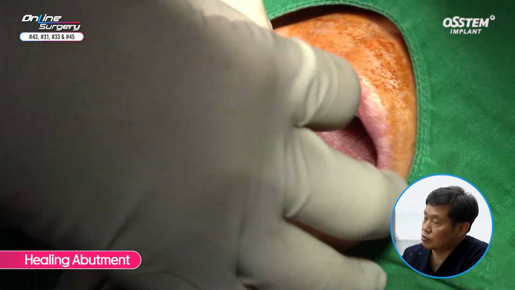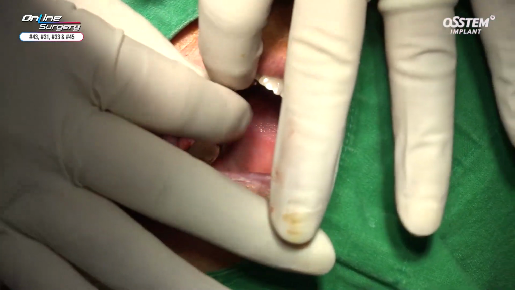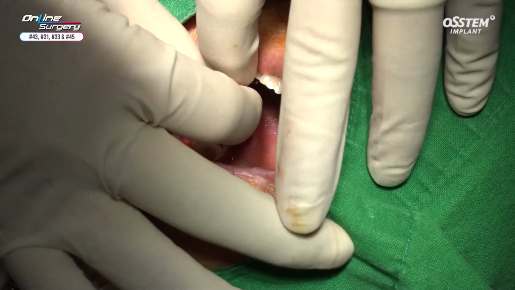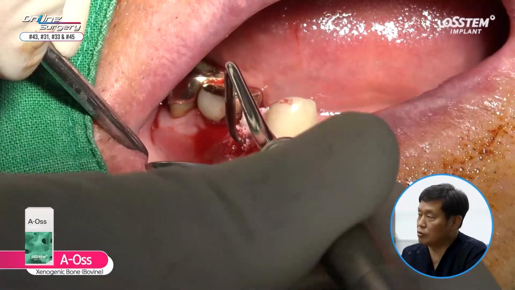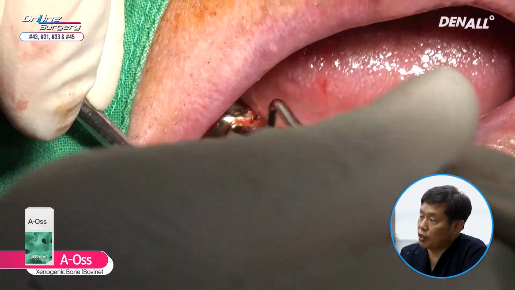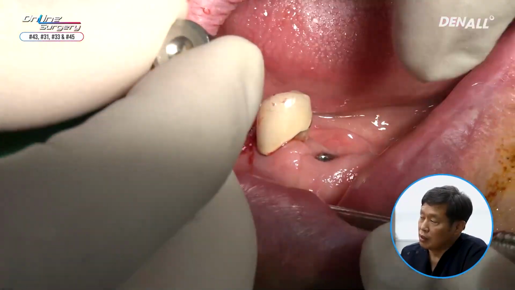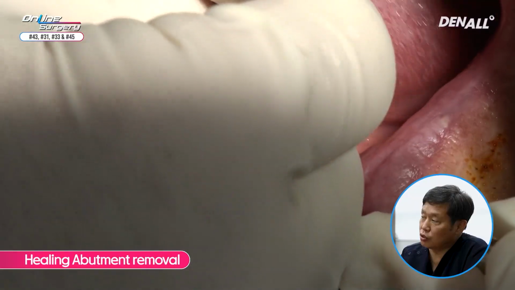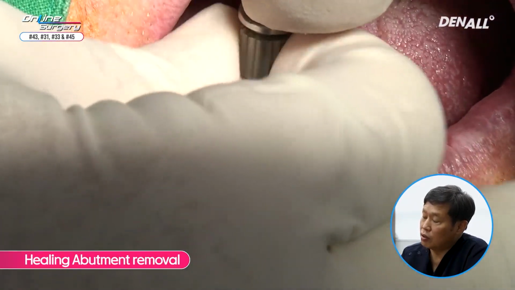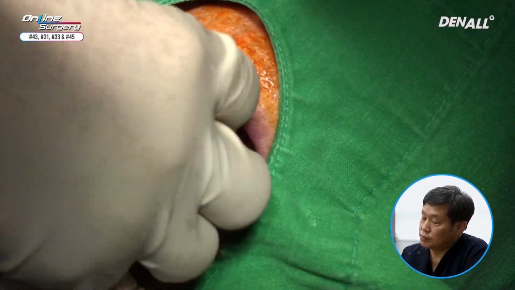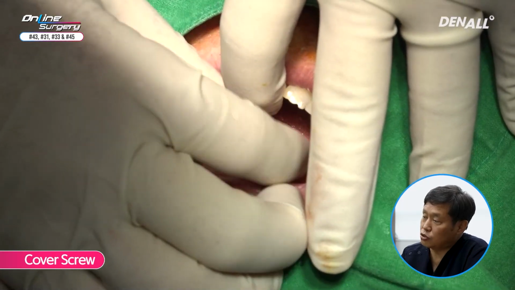Healing abutment connection was done. Healing abutment connection was done on the buccal side. In the buccal side, gap bone filling was attempted. If you use a healing abutment, grafting can be difficult. In this case, healing abutment was removed and cover screw was used so that the bone graft does not go towards the implant.